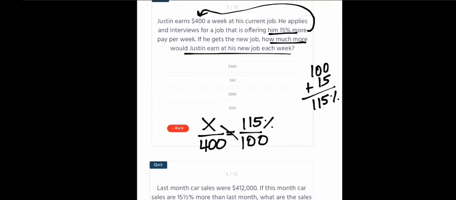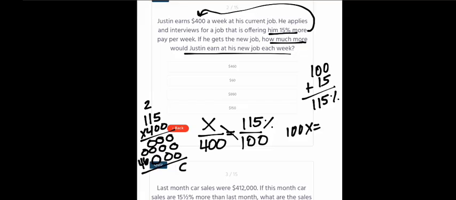So let's cross multiply. 100 times X is 100X. 115 times 400, that's a bigger number, so I'm actually going to work that one out with you. 115 times 400. 0, 0, 0. Placeholder 0. 0, 0, 0. 2 placeholder zeros. Now I can multiply the 4. 4 times 5 is 20. I put a 0, carry the 2. 4 times 1 is 4, plus 2 is 6, and 4 times 1 is 4. So now I'm going to add everything up, and I get 46,000.